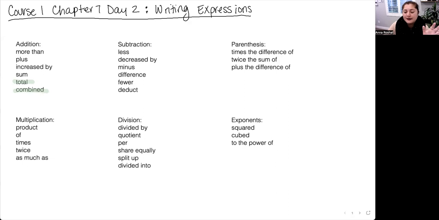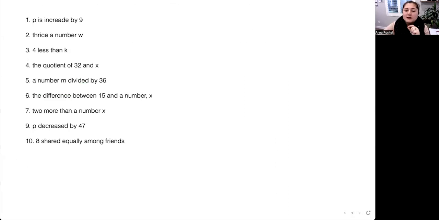Let's actually go ahead and take a look. Now, if you need to copy some of these words down, definitely pause me. I can stop talking at any time. And then come back to me when you're ready. So these words actually show up in phrases like this, right?